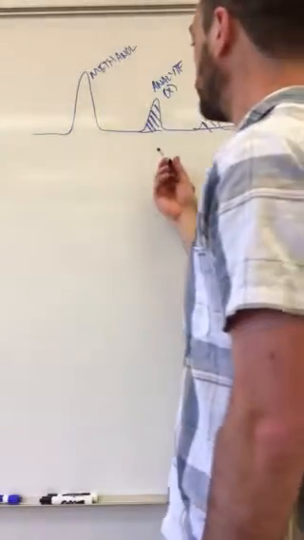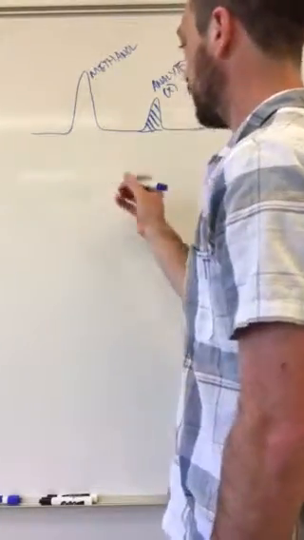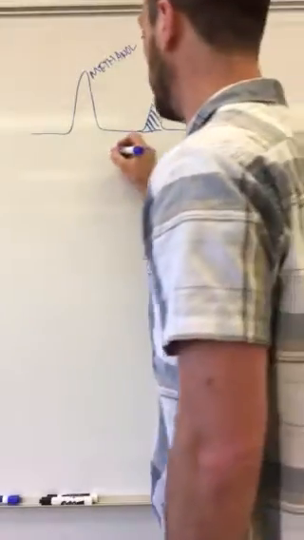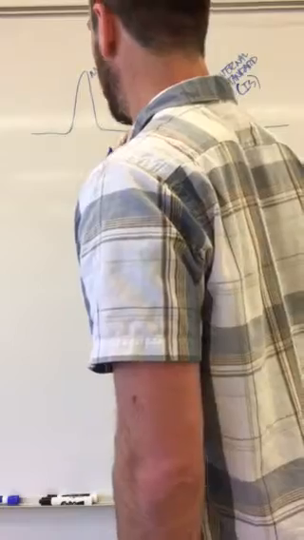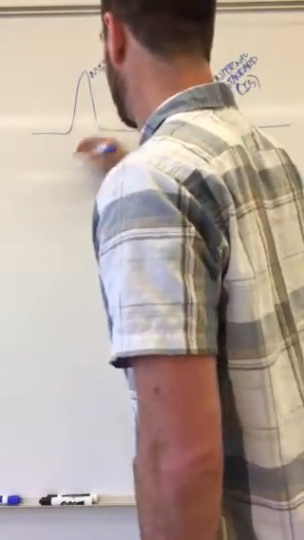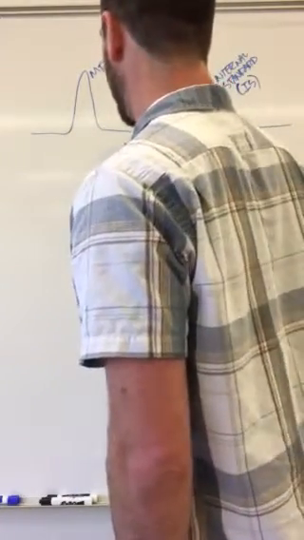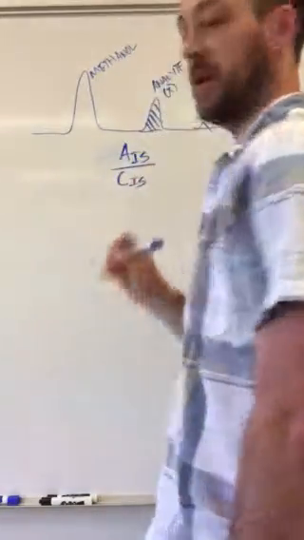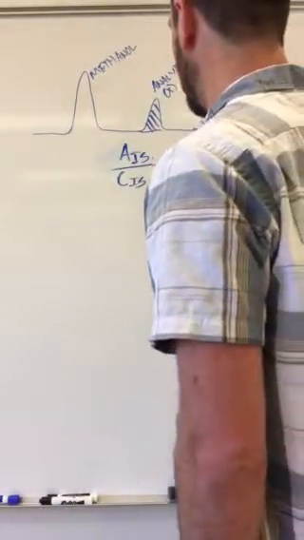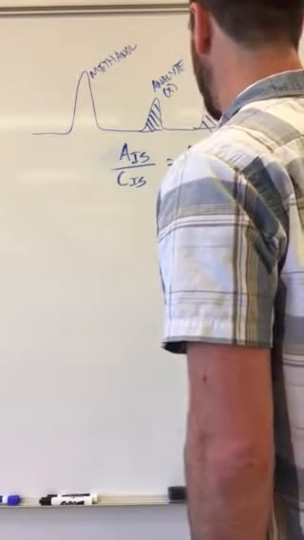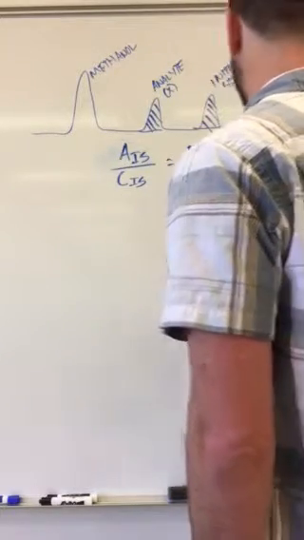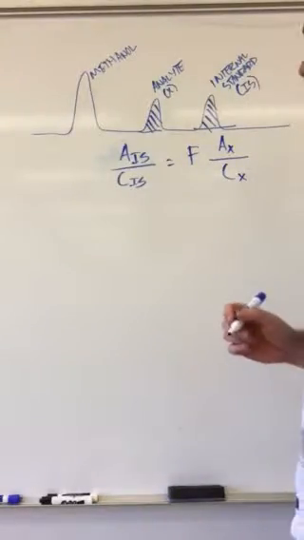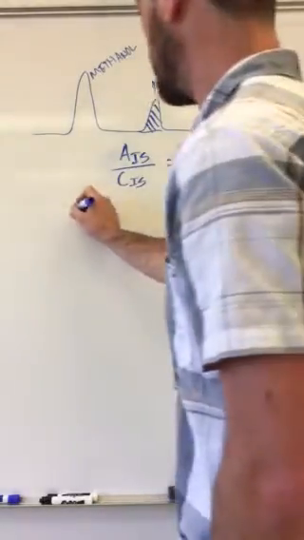So the relationship we're going to use is a lot like the relationship we used for the ion chromatography lab, where we said that the area of the internal standard over the concentration of the internal standard is going to be equal to some factor times the area of the analyte over the concentration of the analyte. Okay?